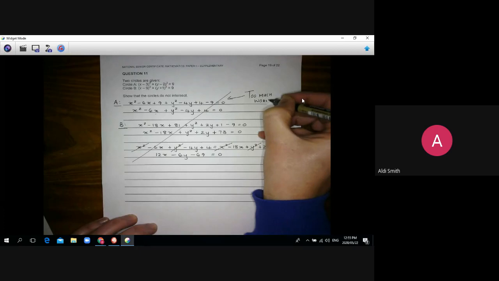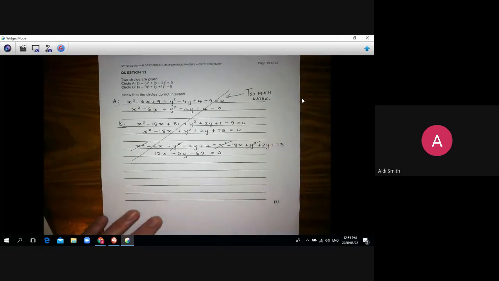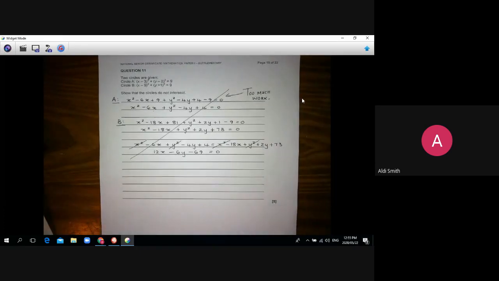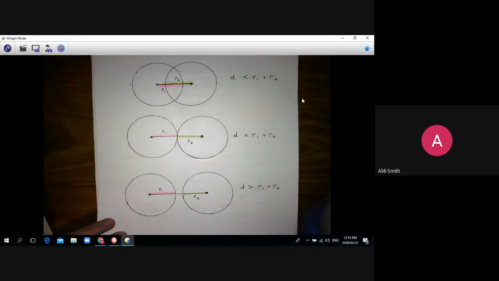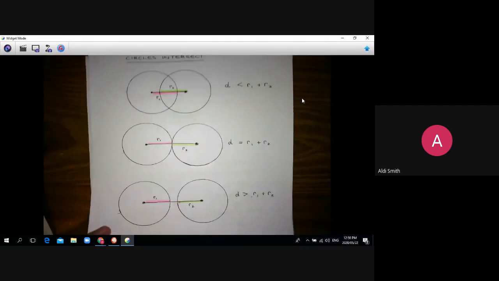Would have been to use something that I have discussed with you in the previous notes. So I don't know if you remember in the previous notes, from yesterday's video, where I said, when you look at the place where two circles intersect, how to determine whether two circles intersect or not.